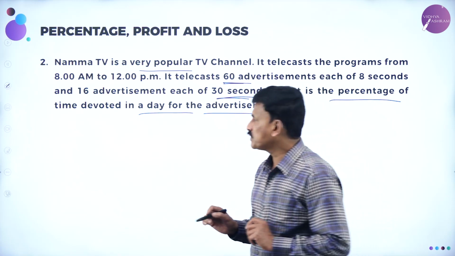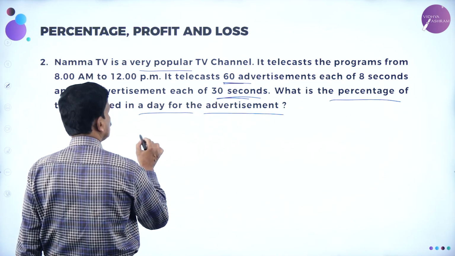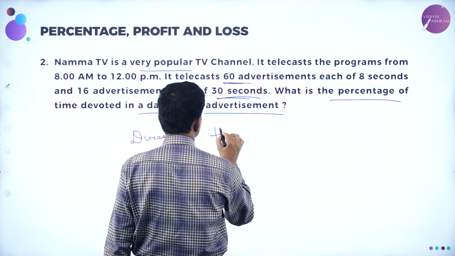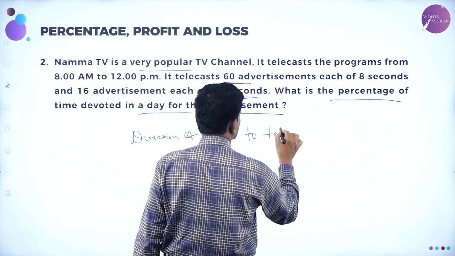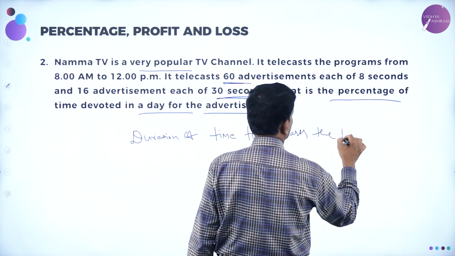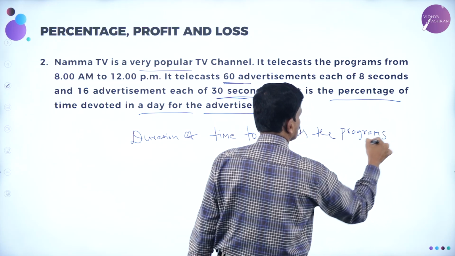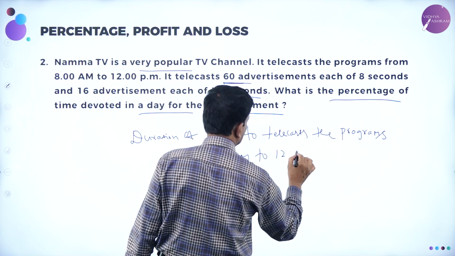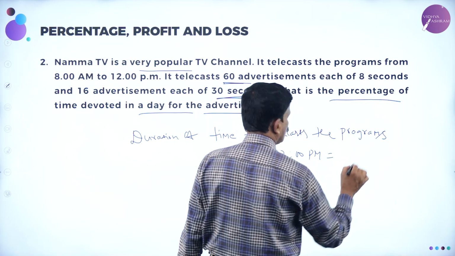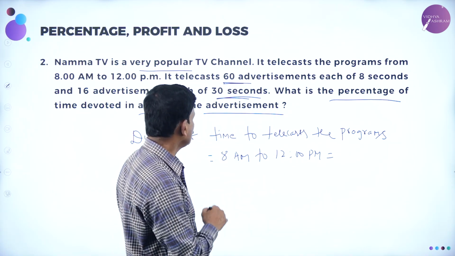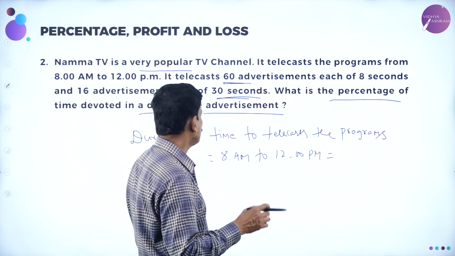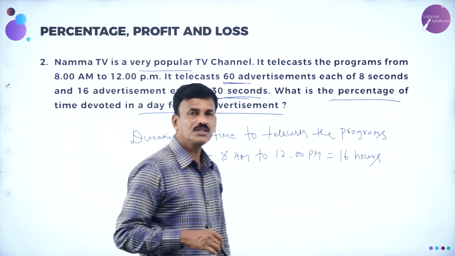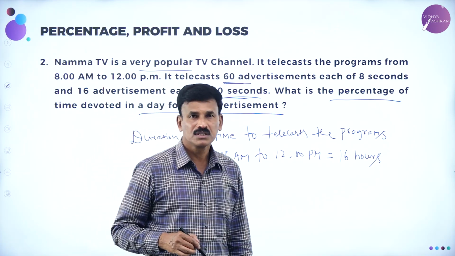Now just find out the duration of time. So the duration of time to telecast the programs is equal to, from 8 AM to 12 PM, how many hours? From 8 to 12 is 4 hours, and 12 more, so 12 plus 4, 16 hours. So the duration of telecasting the program is 16 hours in a day.